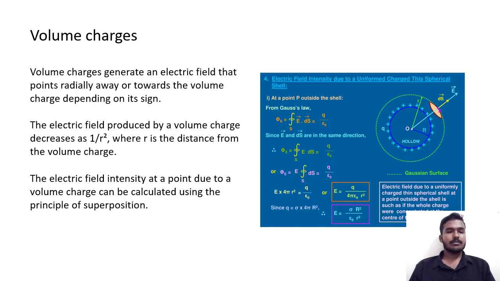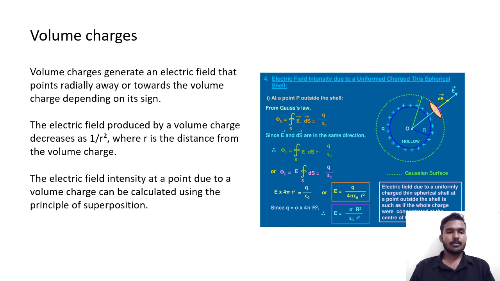Volume charges. Volume charges generate an electric field that points radially away or towards the volume charge depending on its sign. The electric field produced by a volume charge decreases as 1/r², where r is the distance from the volume charge. The electric field intensity at a point due to a volume charge can be calculated using the principle of superposition.